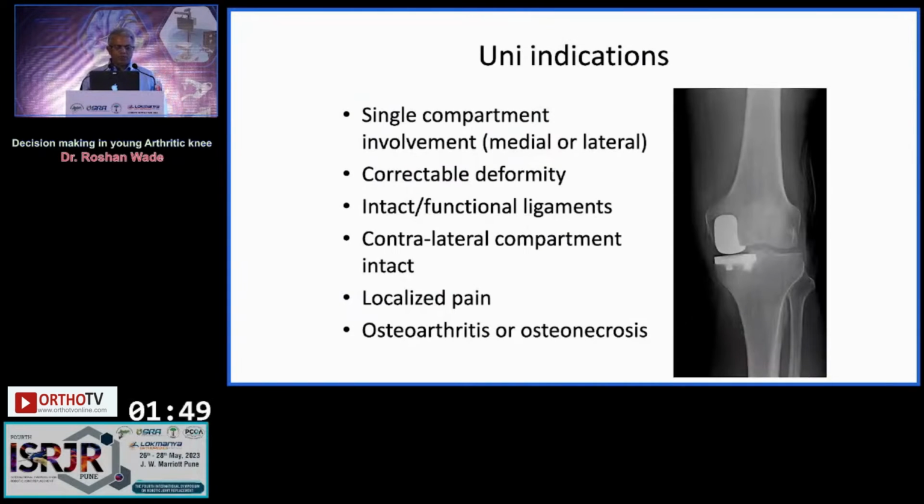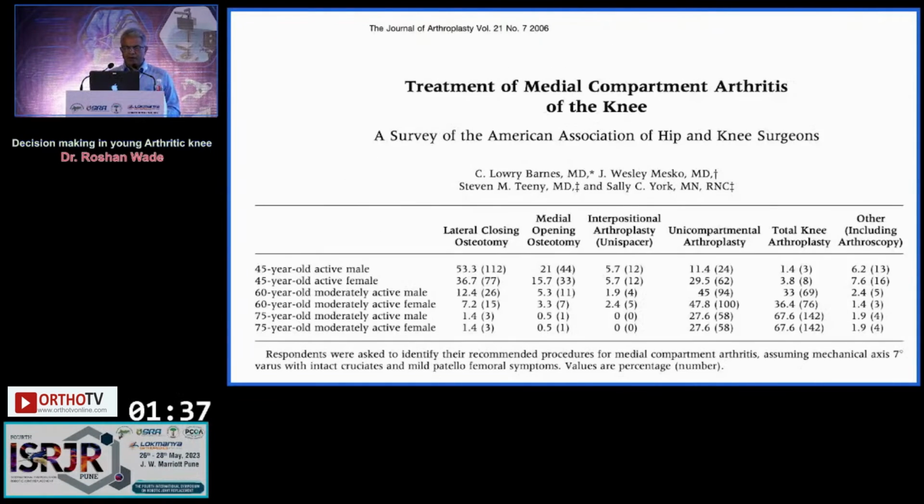So are there any indications for uni? Yes, surely uni is more indicated when you have completely single compartment involvement, correctable deformity, intra-articular deformity, localized pain, and no osteonecrosis. It's very important to have these criteria in mind so as to get a better outcome. The treatment of medial compartment osteoarthritis has been surveyed, and the American Association found that the younger the population, the more HTO is favored, because return to sports and activity is far, far better with high tibial osteotomy than with UKR.